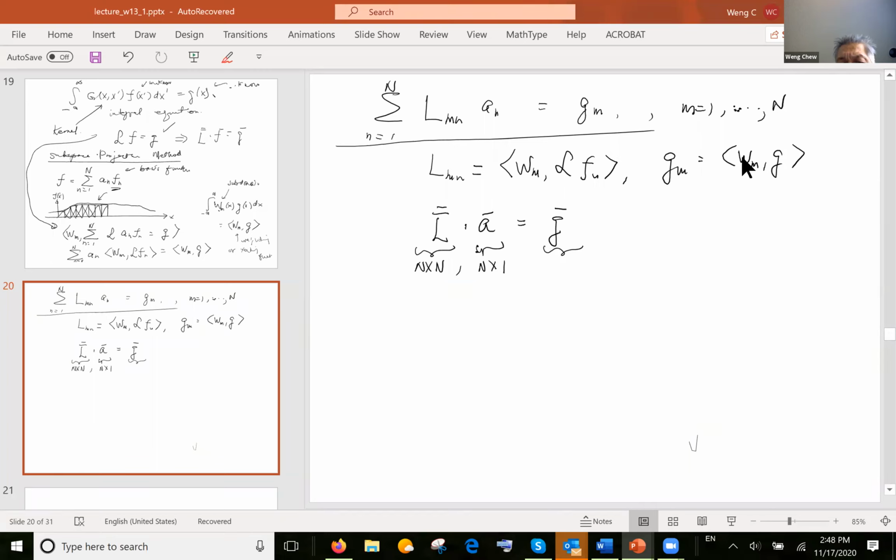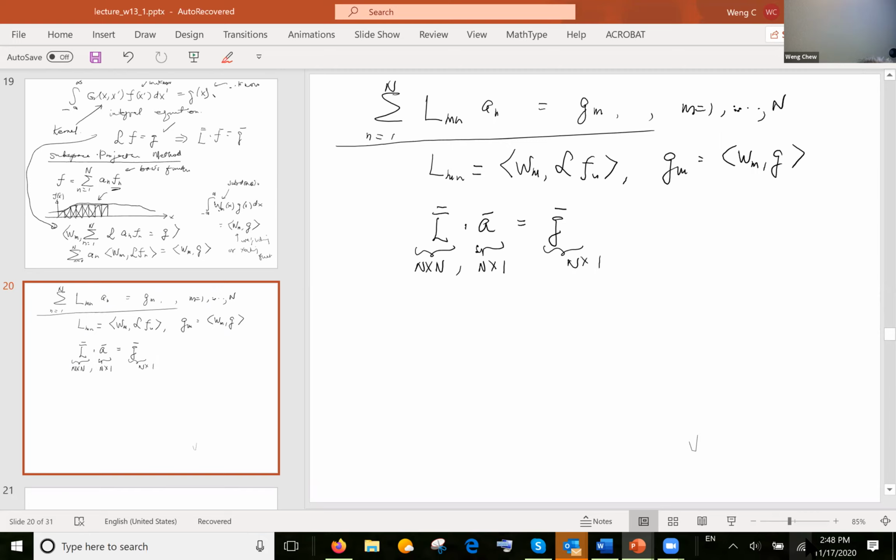And then this one is n by 1 vector. And then I just need to solve this equation. And nowadays, we have digital computers that can be used to solve these equations with a blinding speed. Okay, with a blinding speed.